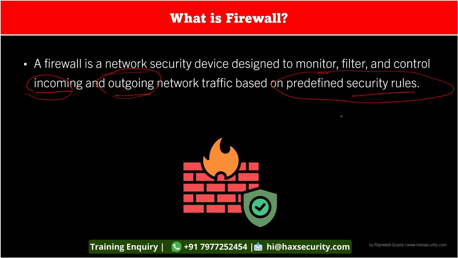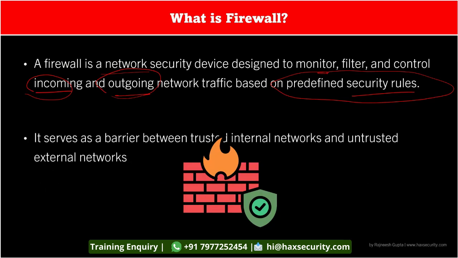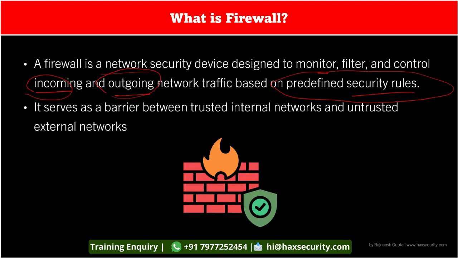I'm going to show you how security rules are created and what their importance is, and what parameters are required to create a security rule. These security rules are created by security engineers. The firewall serves as a barrier between a trusted internal network, like a LAN or private network, and an untrusted external network, which is the public internet.